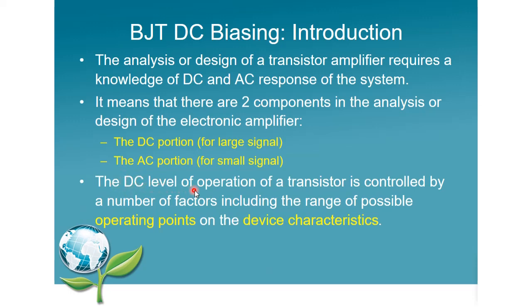The DC level of operation of a transistor is controlled by a number of factors, including the range of possible operating points on the device characteristic. Do you remember what is device characteristic? The device characteristic is a graph that has IC and VCE voltage.